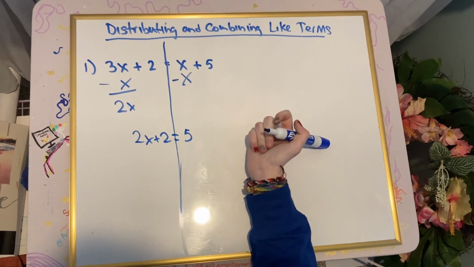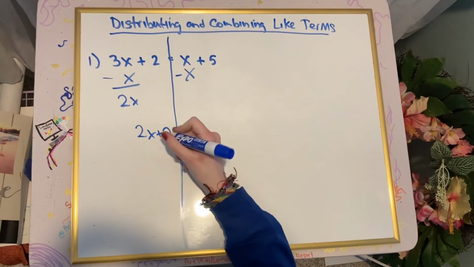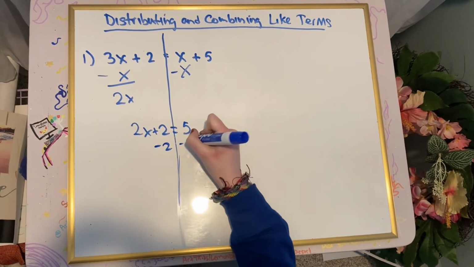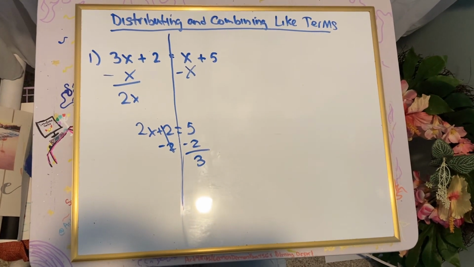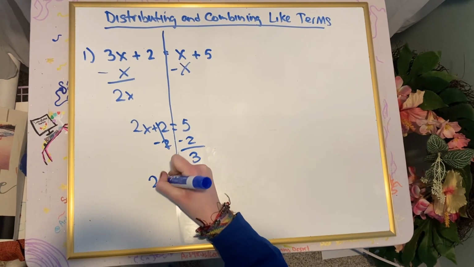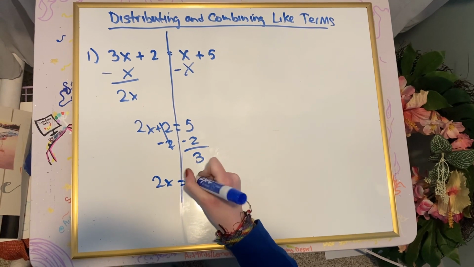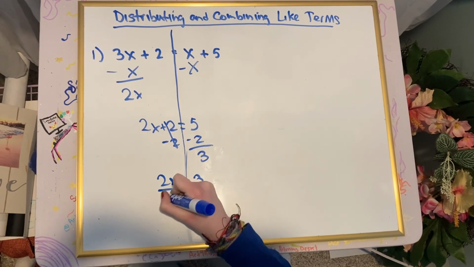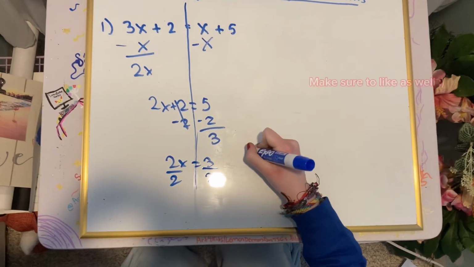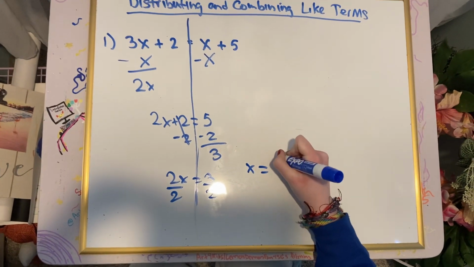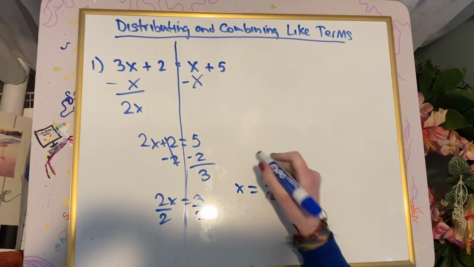Now it's just a regular two-step equation. So now we subtract 2 from both sides, which equals 3. Cancel out the 2. Now 2x equals 3. Since we cannot divide 3 and 2, our answer is simply x equals 3 over 2.